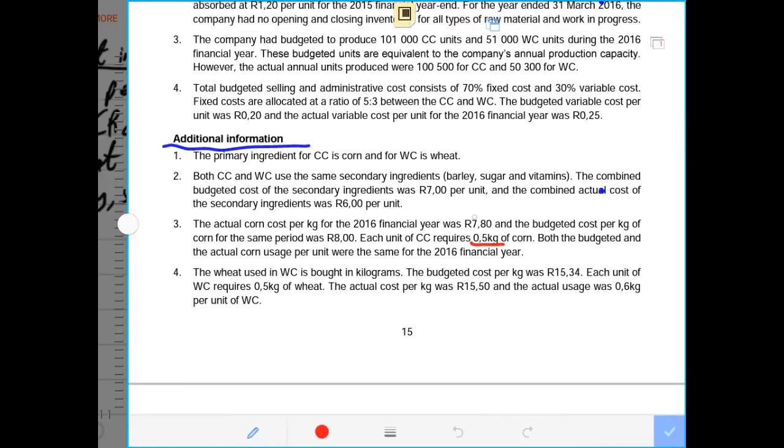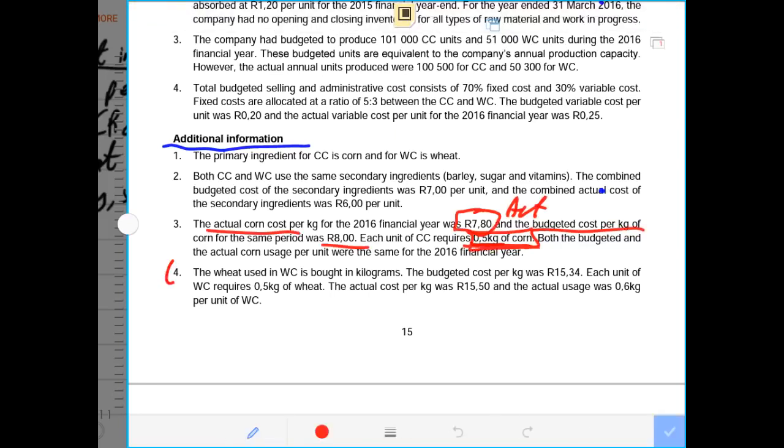And again, regarding this 8 rand, 7 rand 80 cents, this is the actual information, as they said, the actual corn cost. So now we're looking for the budgeted corn cost per kg, and we multiply that by the usage or kgs per unit, and that gave us the cost of corn per unit.